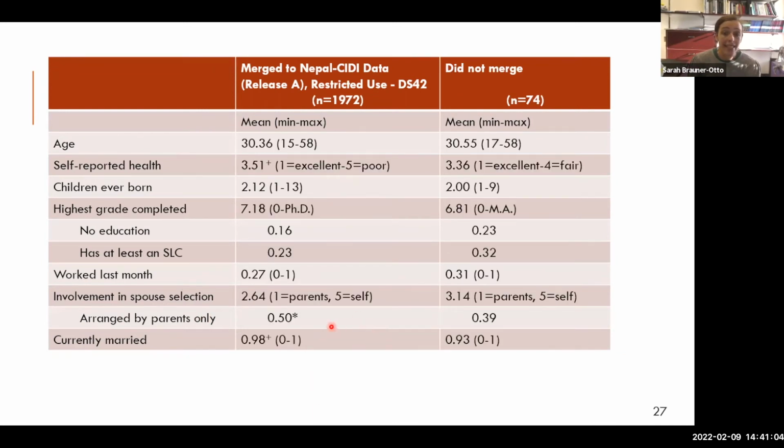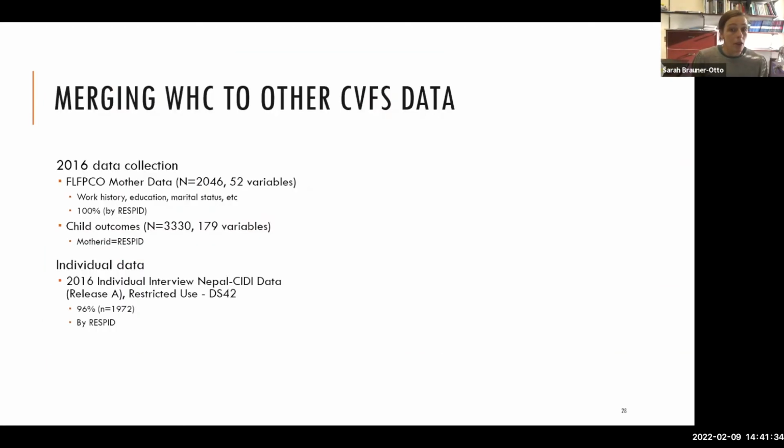And what we see is that those who merged, which is this column here, were more likely to have had their marriage arranged by their parents and slightly more likely to be currently married. But in general, we're not really seeing big differences. None of the other differences are statistically different. I guess this self-reported health was a little bit worse among the women who merged.